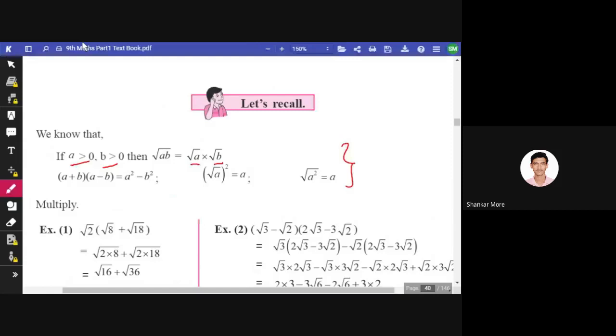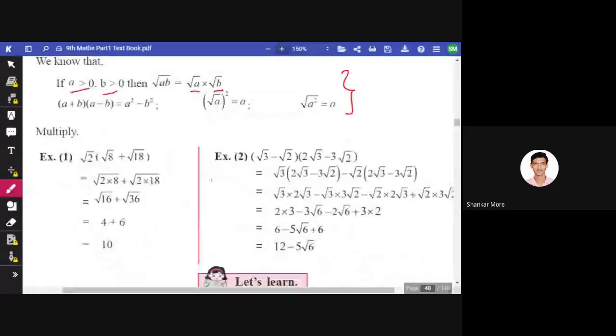ओके, so what we have to do is just apply these things on the examples. So we'll solve example 1 in which we have to multiply this whole bracket with under root of 2. How do we do this? We will first multiply under root of 2 with under root of 8. So under root of 2 into under root of 8 is under root of 16. Then we have under root of 2 into under root of 18, that is under root of 36, and there is an addition between them. So under root of 16 is 4, under root of 36 is 6, so it will be 10. Very easy calculation, isn't it?